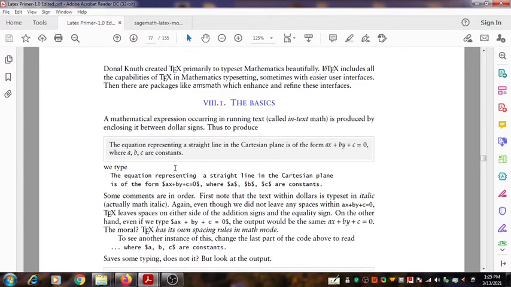When we see a paragraph or a text matter in general, we have to identify the mathematical expressions which come as part of that text matter. Here, in this sentence, this is the mathematical part, ax plus by. Compare it with the remaining part, the running matter: the equation representing a straight line, etc. This is the running matter.